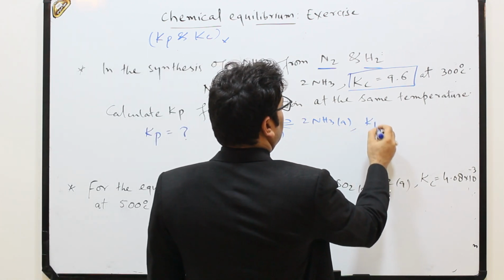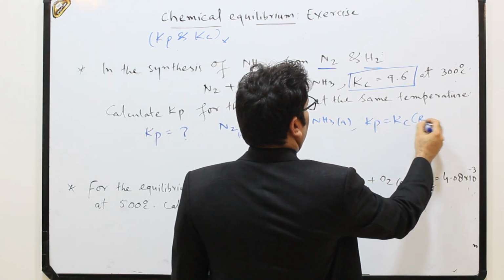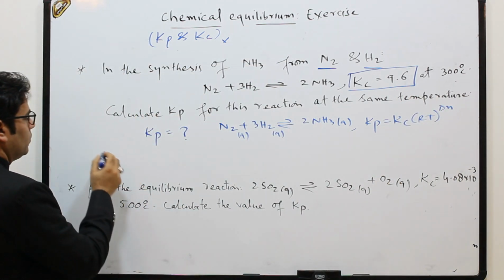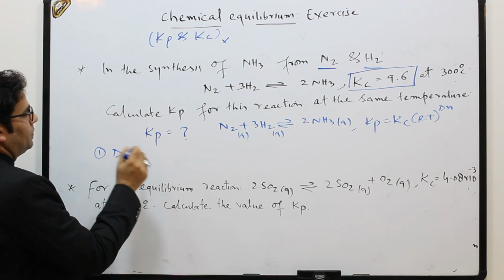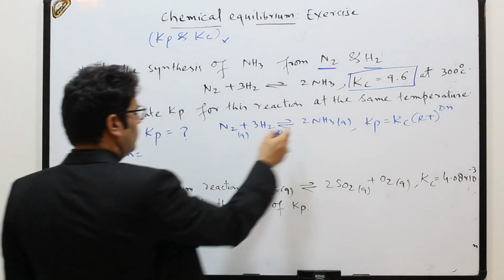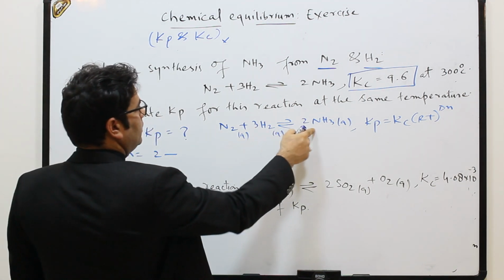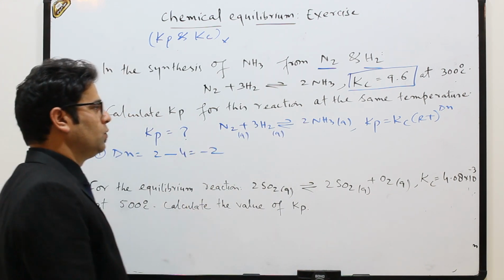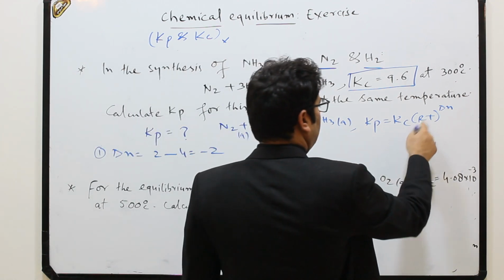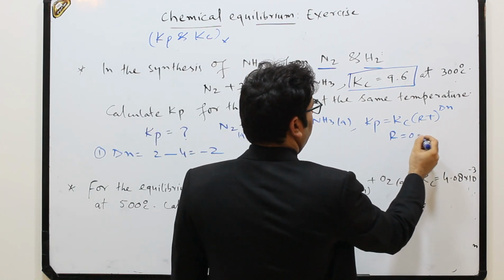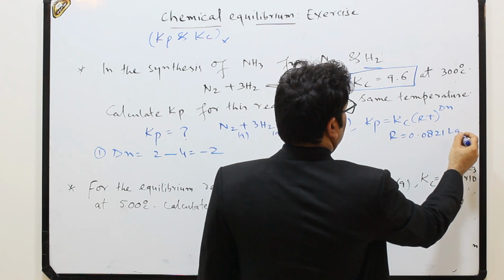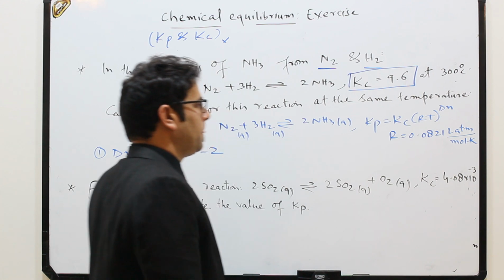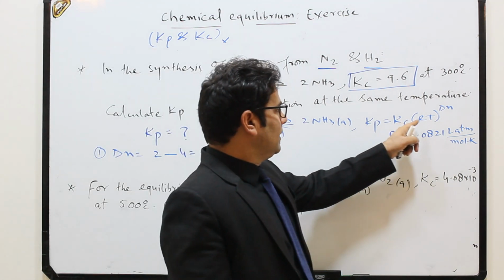Kp is equal to Kc times RT to the power delta n. So what is the first step? You first calculate delta n. Delta n is moles of product minus moles of reactant: 2 minus (3 plus 1), which is 4. It is minus 2. Now you have the value of R. R is the gas constant, 0.0821 liter atmosphere per mole Kelvin. Now you have the gas constant also.